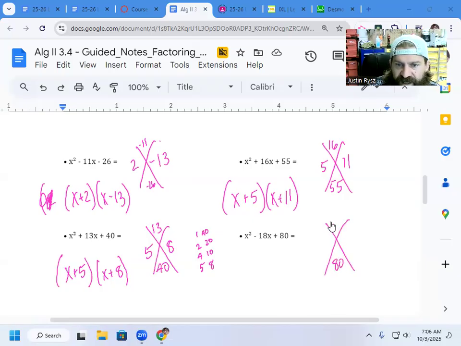All right, multiplies to get 80, adds together to get negative 18. It's going to be two negative numbers, and right off the bat, 8 and 10. See that one right away. x minus 8, x minus 10.